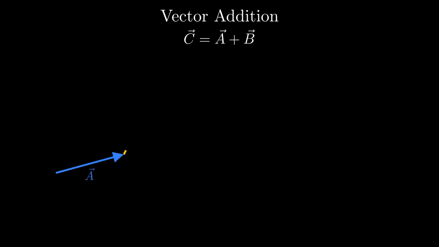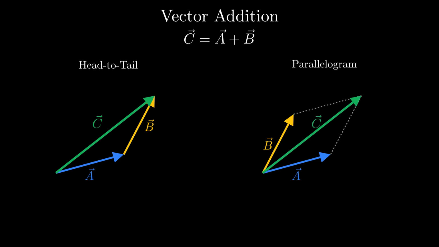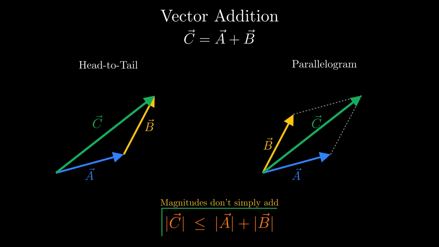First draw the arrow for vector A, then place the tail of B at the tip of A. The arrow running from the tail of A to the tip of B is the sum. This is the head-to-tail method. An equivalent construction: draw A and B with their tails at the same point. They form two sides of a parallelogram, and the diagonal is the sum. Note what this means. Magnitudes don't simply add. Two forces of equal strength pointing in different directions produce a sum shorter than their combined lengths.